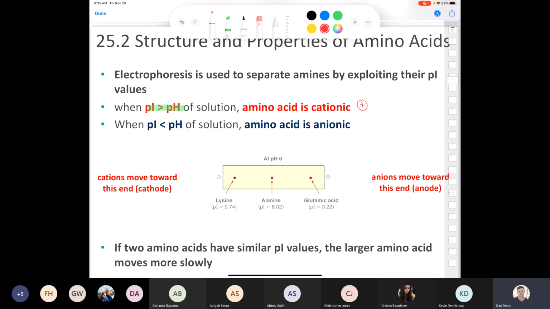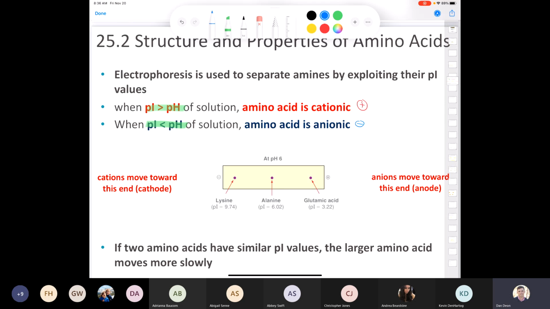Okay, if the pH, on the other hand, is greater than the isoelectric point, that means it's in a more basic environment than the isoelectric point. So you're going to have an anionic amino acid, right? It's going to be more deprotonated.